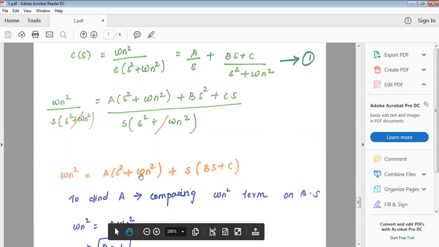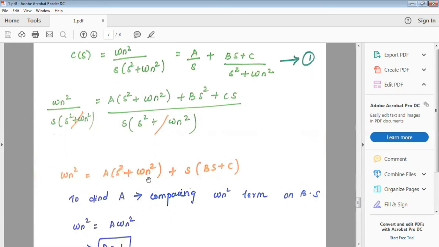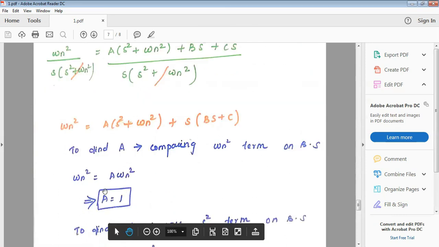So here we have only one omega n square term, that is omega n square equal to a into omega n square. So omega n square gets cancelled, and we get the value a equal to 1.